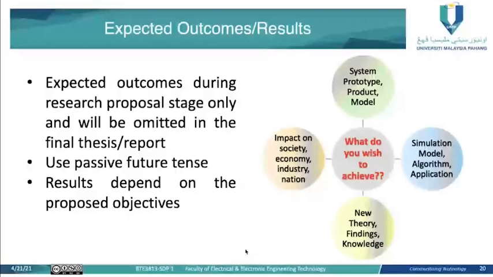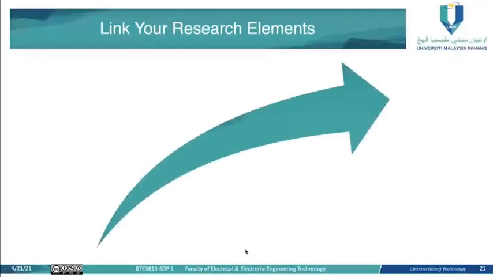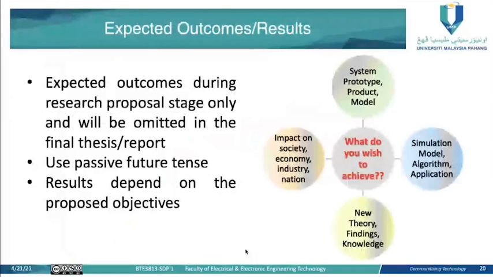So this is the last section of your chapter 1. Usually chapter 1 has these elements, as we mentioned before: starting from the research background, then we have the problem statement, we have objectives, we have the research scope, and we have the expected outcome.